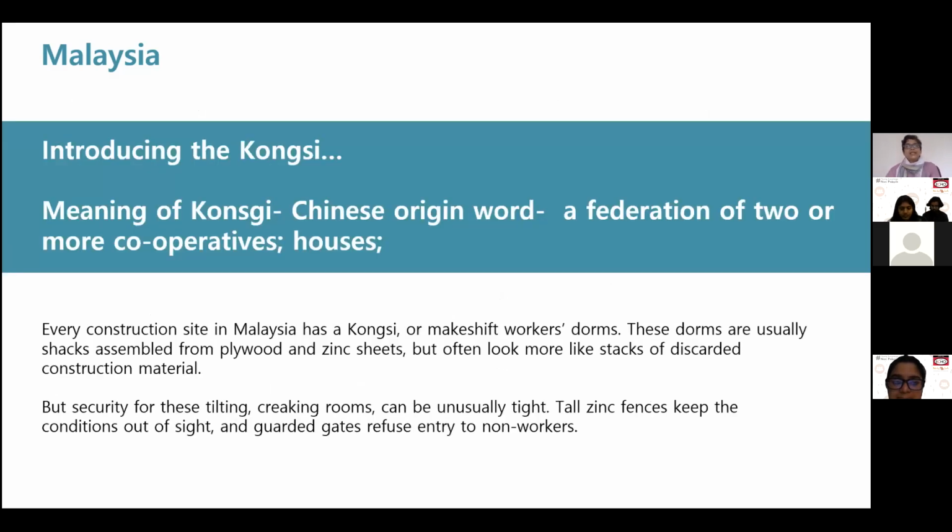The Malaysian Kongsi seems to be of Chinese origin. It's also used for a mafia, but it is more to do with housing. They call it the Kongsi, and it's for construction workers. These are usually ramshackle structures like our slums, but the security guard for these areas is very tight. It is a shared space for men, women, and all that. That's where construction workers usually stay.